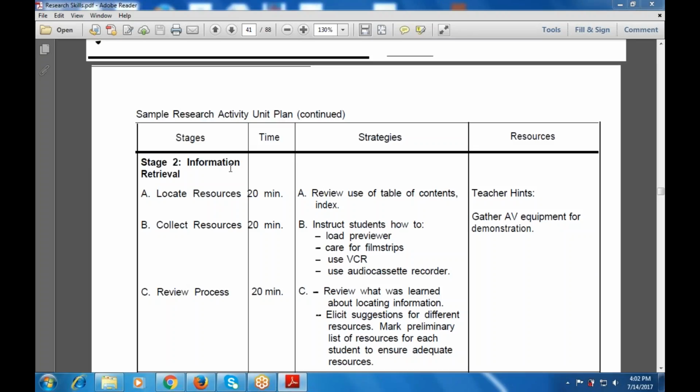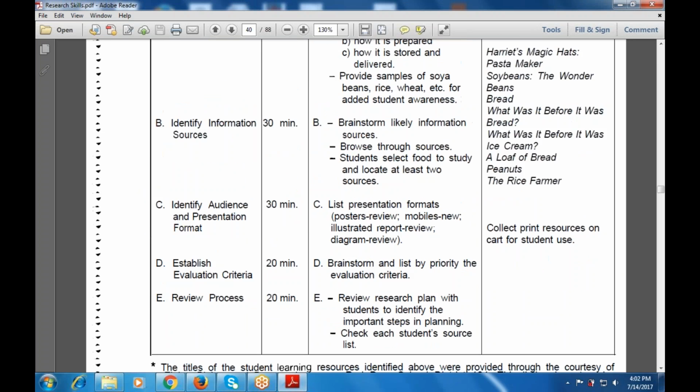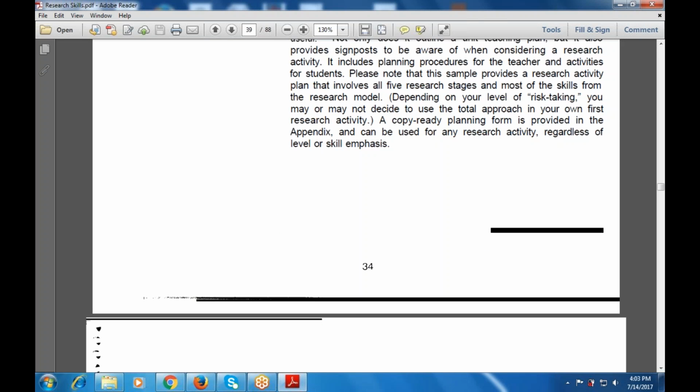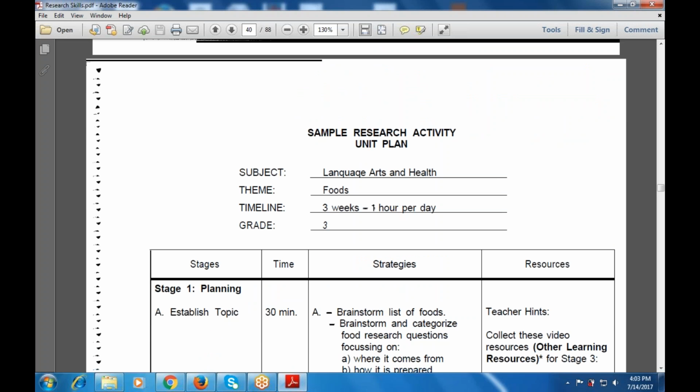Today's topic is the research activity unit plan, continued from the last one. That is the first part. These are the various activity plans that we discussed in the first part. The subject is language, art and health. The theme is foods. The timeline is 3 weeks at 1 hour per day. The grade is 3. The first stage is planning.